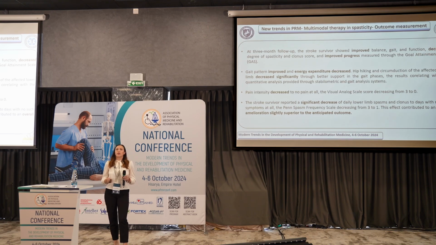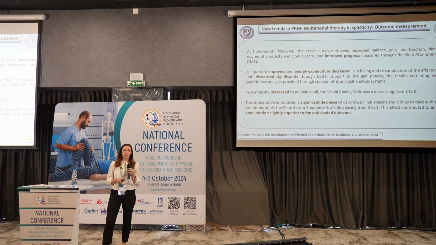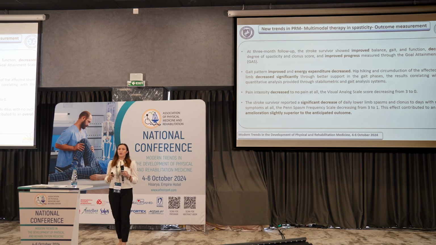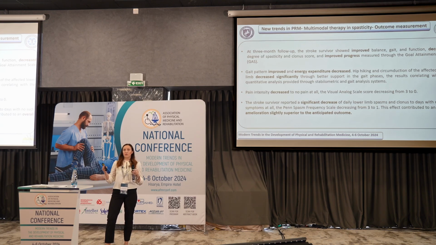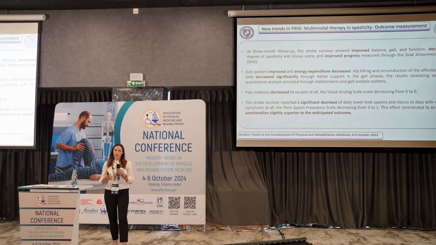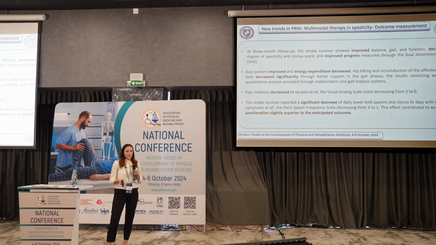So at the follow-up, at 3 months, the stroke survivor showed improved balance, gait, and function, and decreased degree of spasticity and clonus score. What is important to note also is that the pain decreased and his quality of life also improved. It is also important to note that the goal attainment scale was better than expected. So this as well says a lot for this patient to be able to regain his autonomy and maybe go back to work and have as normal a life as possible.